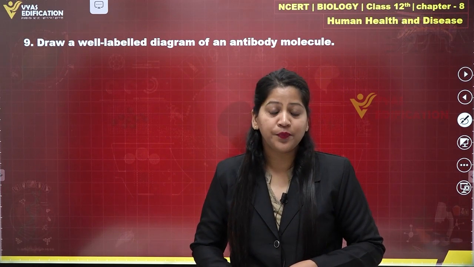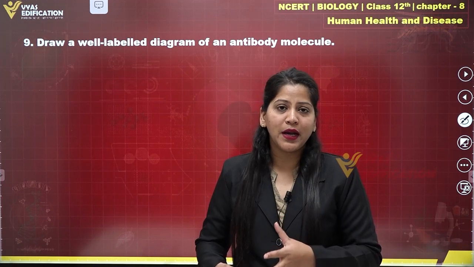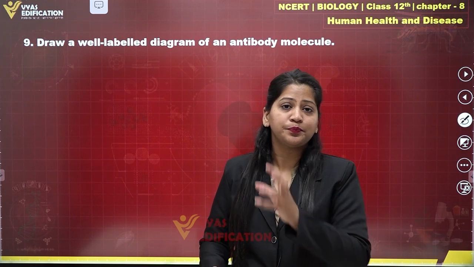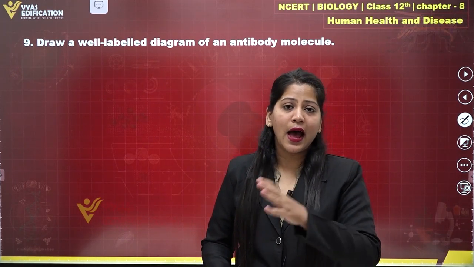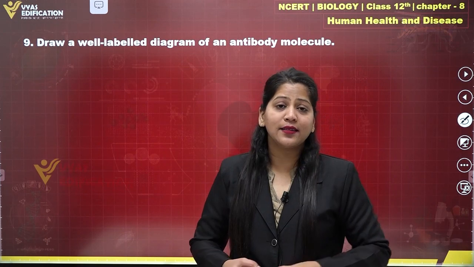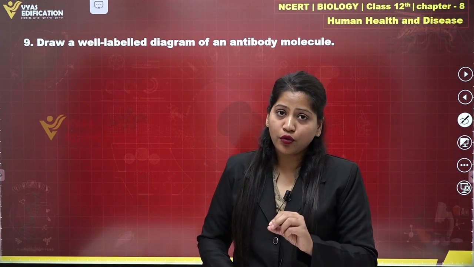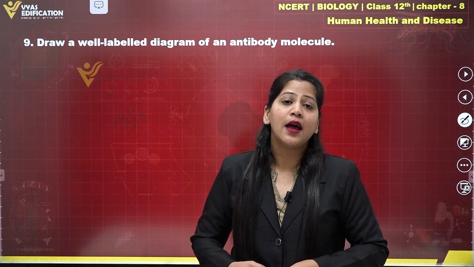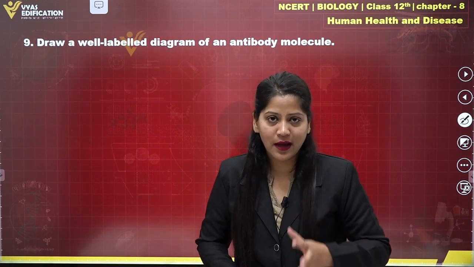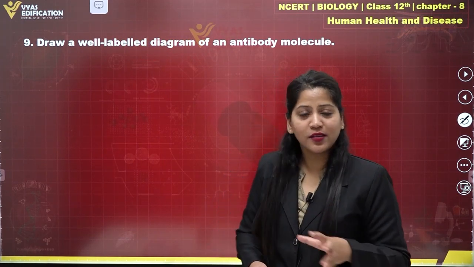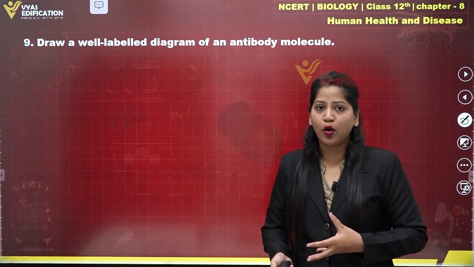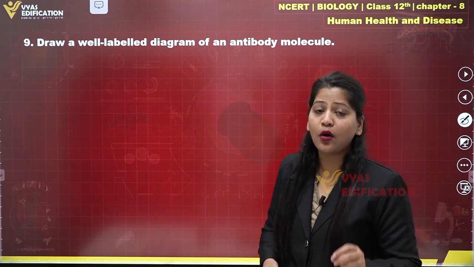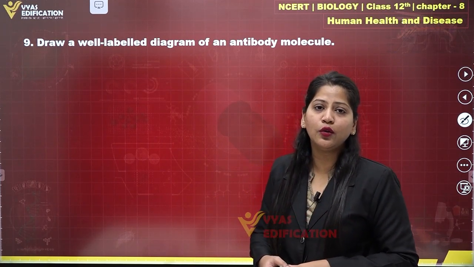What is an antibody? Antibodies are a special kind of proteins produced by B lymphocytes in your body in response to antigens. These antibodies are made up of 2 heavy chains and 2 light chains. They also have inter-chain as well as intra-chain disulfide bonds. And the portion of the light chain and heavy chain which interacts with the antigen is known as the antigen binding site of an antibody. So this is the definition of an antibody. Now let's make a labeled diagram of an antibody molecule on the screen.